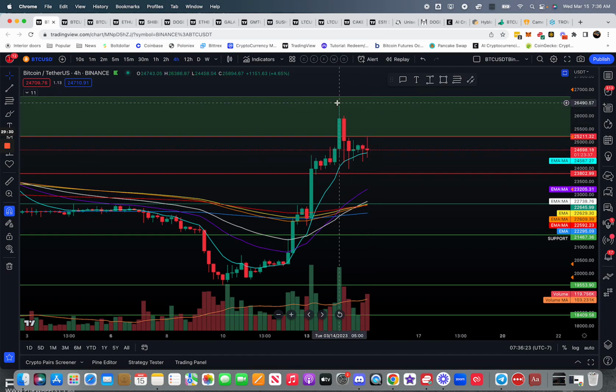This could have been a liquidation sweep, a stop loss hunt. Great. Okay, we got up here. We found a reason to get up here. We got up here, we failed. Okay, let's try it again. We put in a bullish market structure, a W.